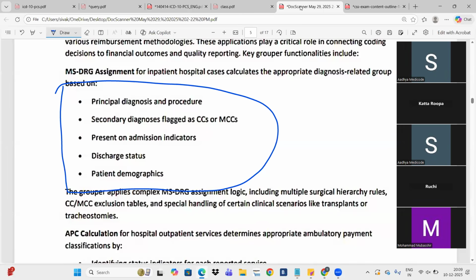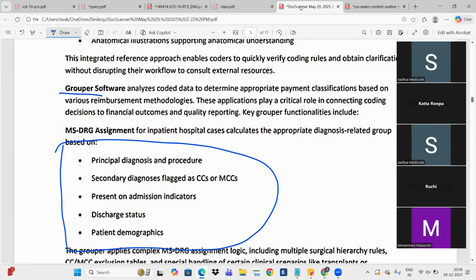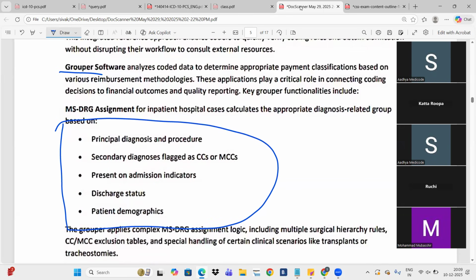So which software will they use to calculate the DRG based on these indicators? Grouper software. If you add all these things in the document, Grouper software automatically calculates the DRG value. No need to calculate manually ourselves. If you add principal diagnosis, MCC, CC, present on admission indicator, discharge status, patient demographics, and procedures correctly, the DRG value is automatically added by the Grouper software based on the arrangement of your coding.